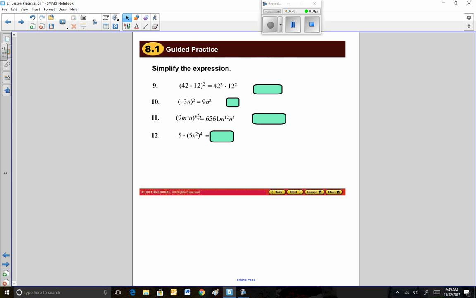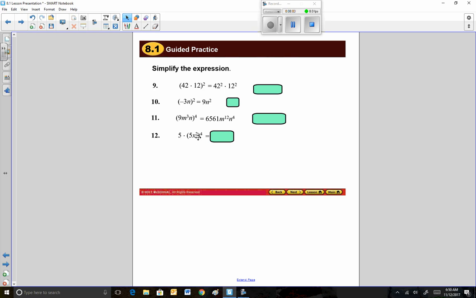N to the third to the fourth power. 4 times 3 is 12. And then 4 times an invisible 1 right there on top of the n is n to the fourth power. This one's a little bit more complicated. The 4 is only on this part of the question. It's not on this 5, so leave that 5 alone.